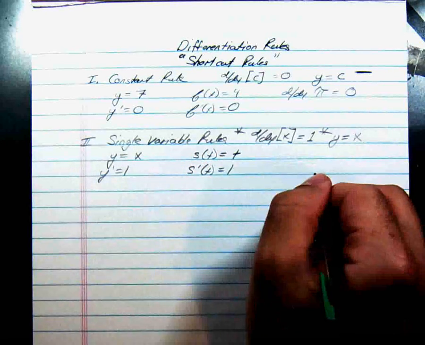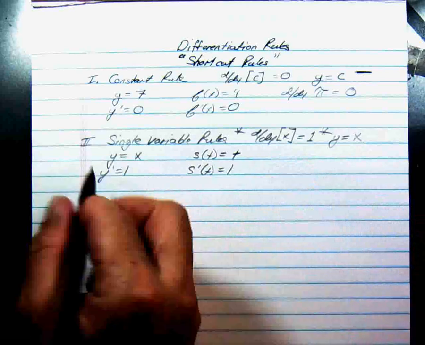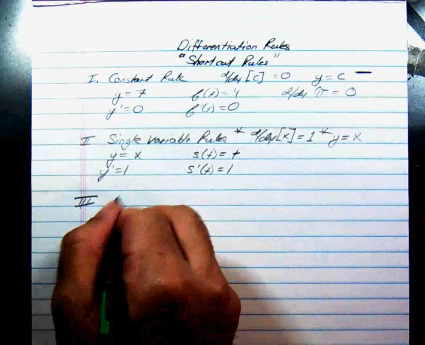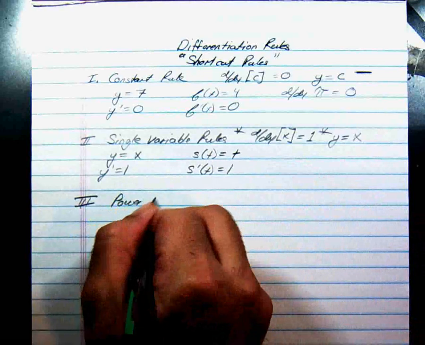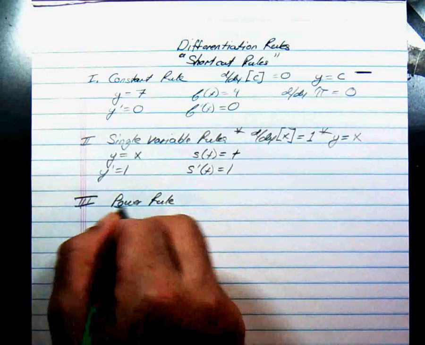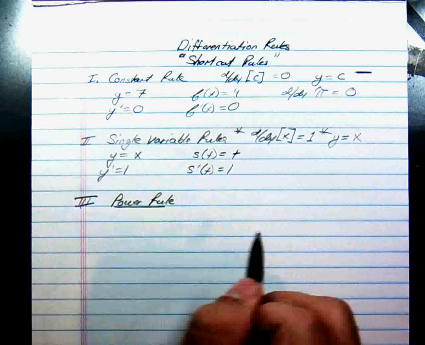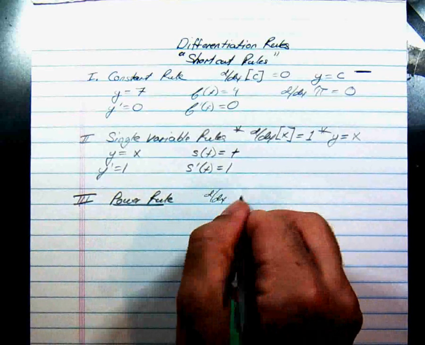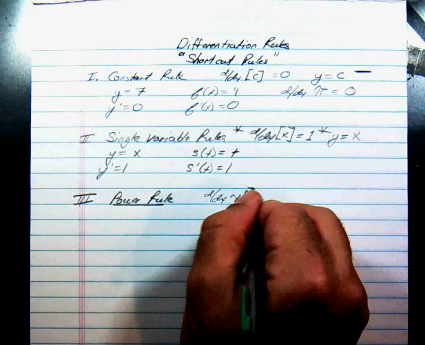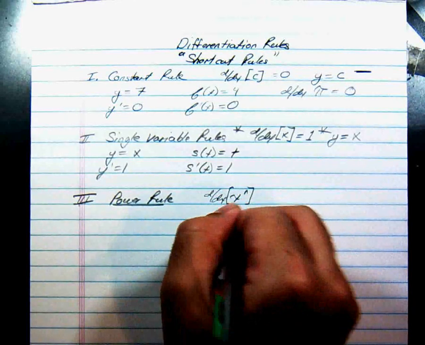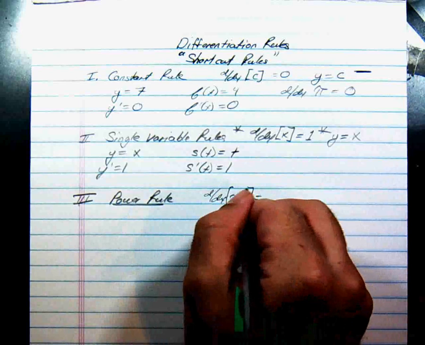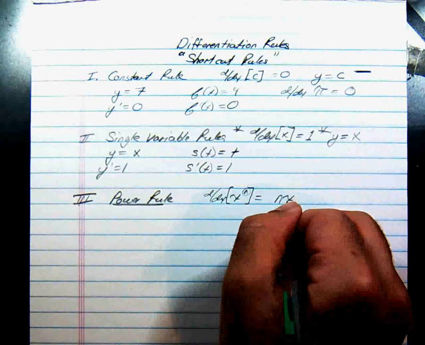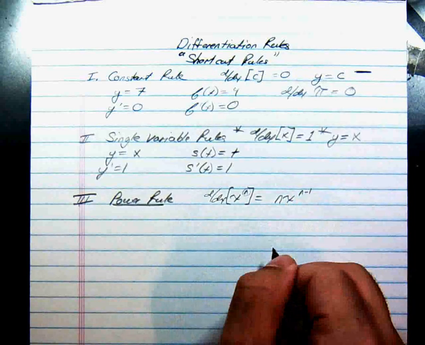You're probably getting bored by now, so let's keep on moving. All right, our third differentiation rule is called the power rule. This is probably one of the most important. All the power rule says is that if you take the derivative of some variable to the nth power, all you have to do is take that exponent, put it in front, and subtract 1 from it.